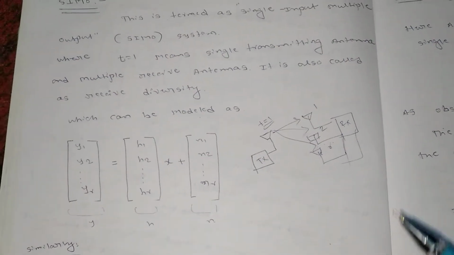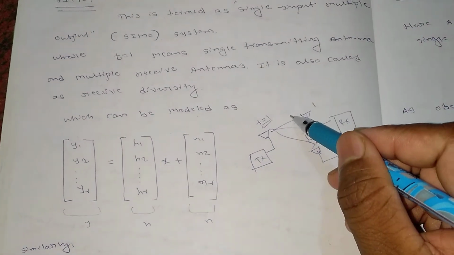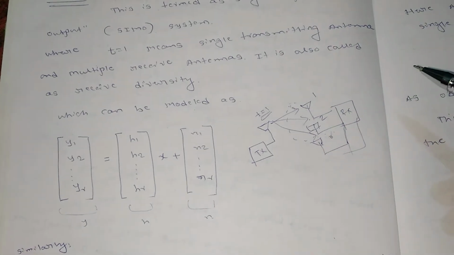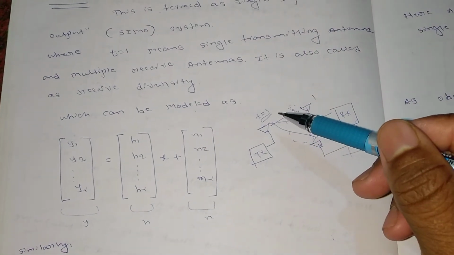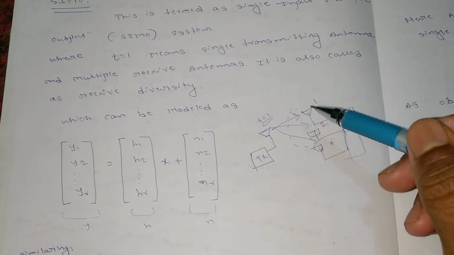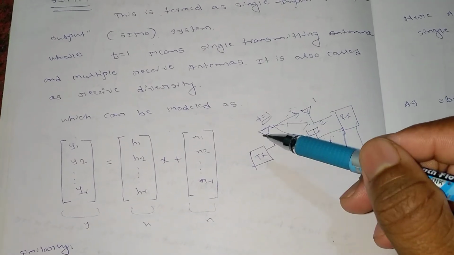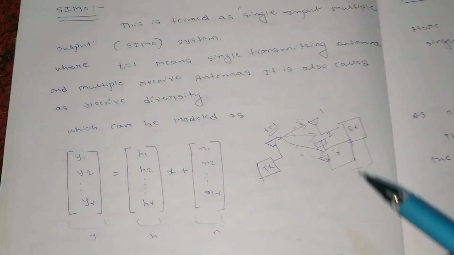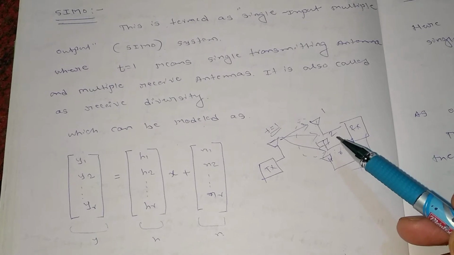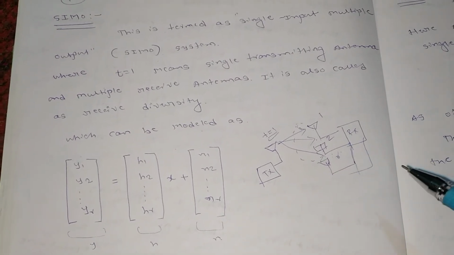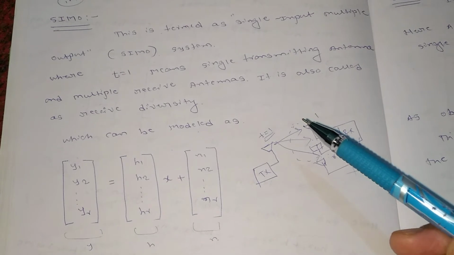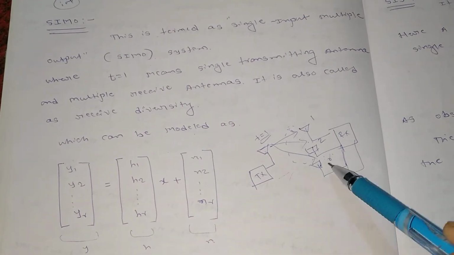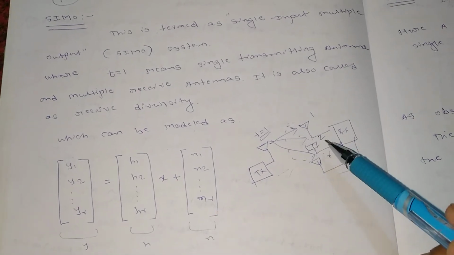Okay, so that's why it is called receive diversity, because we will be having more paths or more signal components at the receiver, not at the transmitter. If you have more paths at the transmitter, then it can be called transmit diversity. But in this case there are multiple signals at the receiver, so that's why we call it receive diversity. So this is the simple meaning of single input multiple output. A single input will be there, and multiple outputs will be there, right?